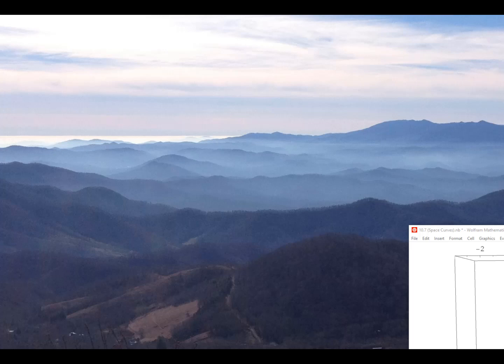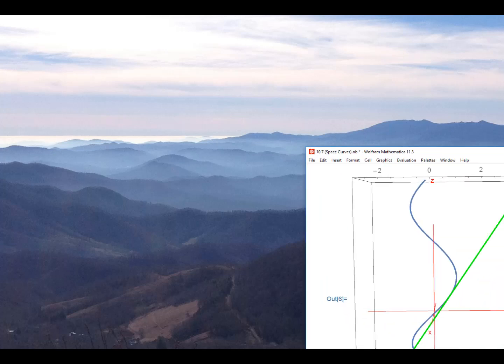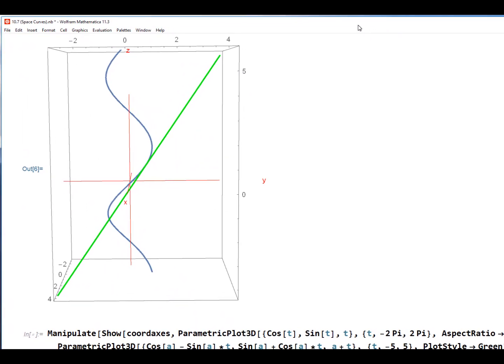I'm sure you've noticed the sound quality goes down when I switch to Mathematica. I've not been able to get my microphone to work on my laptop, and yeah, it's not great, but it's the best I can do right now.